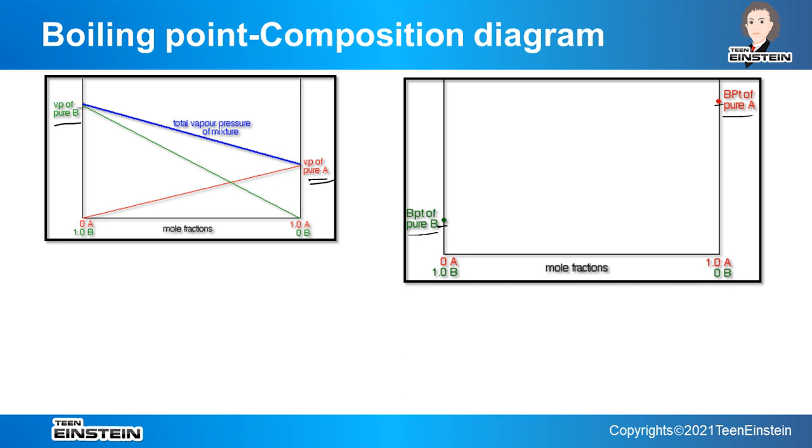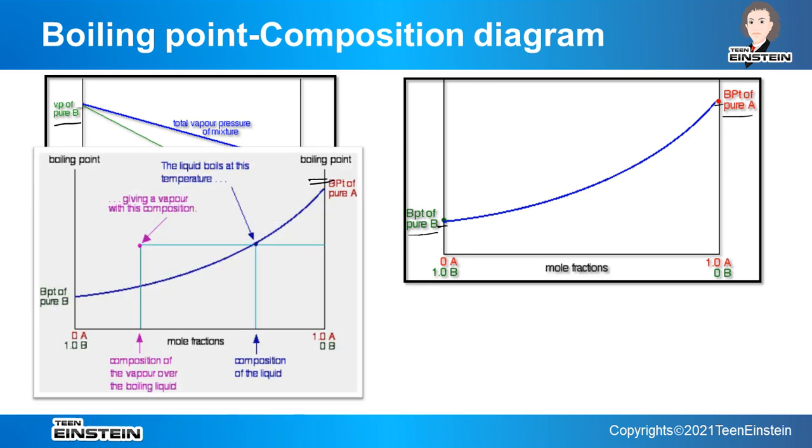Now if we join these two points, we get a curved line. Don't be confused between these two graphs. Look carefully. The first one is vapor pressure versus mole fraction. The second one is boiling point versus mole fraction. Here we are getting a slightly curved graph. It is not necessary that it always has to be straight. There is no such rule.